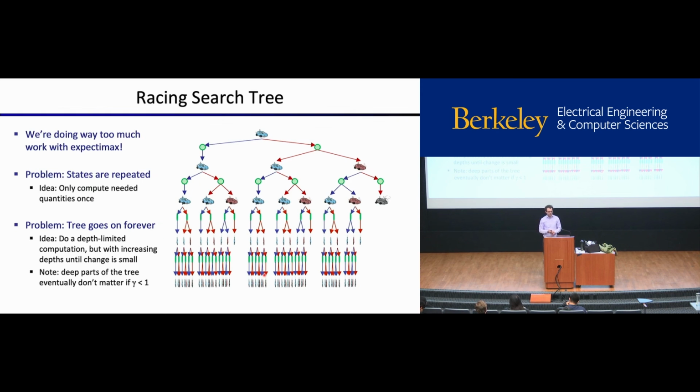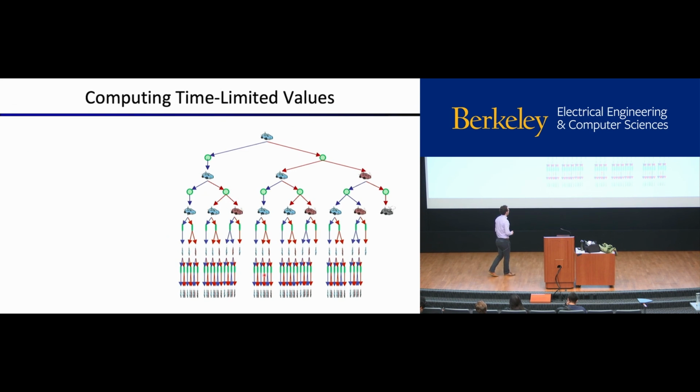So if this tree goes on forever, what can we do? Well, we've had trees that go on forever before. We just terminate them early, right? We can limit the search depth. That's one thing that we can do. And so if we limit the search depth, we can compute time-limited values.